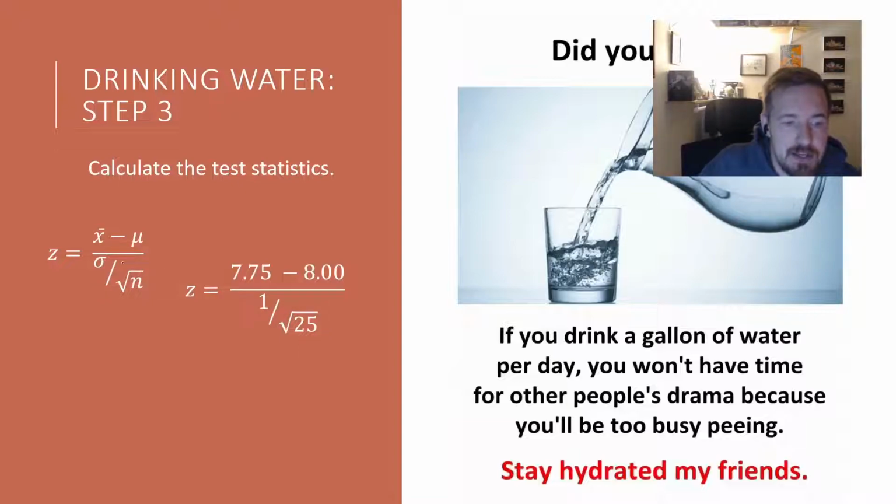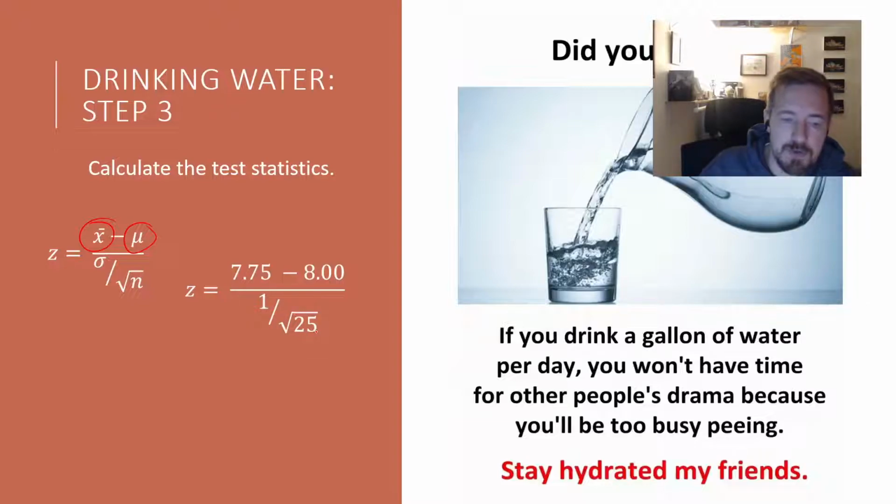So I'm going to add these in now. I'm going to add in what I got, which was 7.75, what I expected, which is 8.0, and then I'm going to divide that by the standard error. The standard error, I already know this, the standard deviation, which is 1, but now I'm going to divide it by the total number of samples that I collected. You may remember that was 25. It was 25 separate days that I did that.